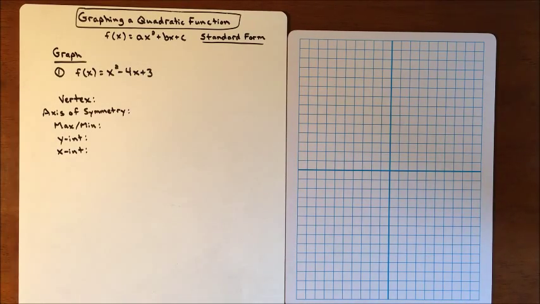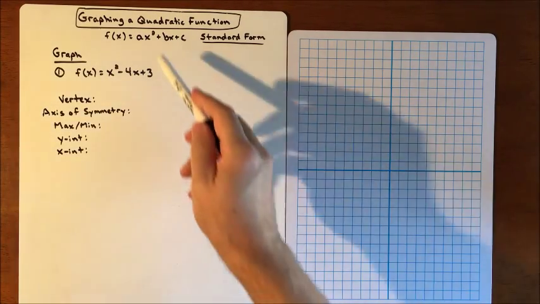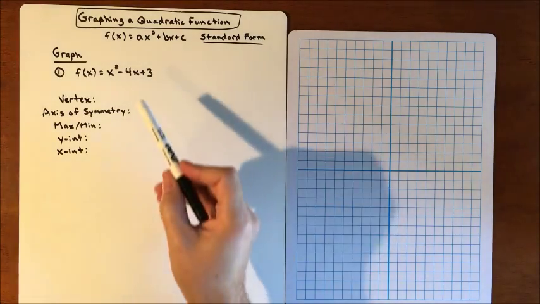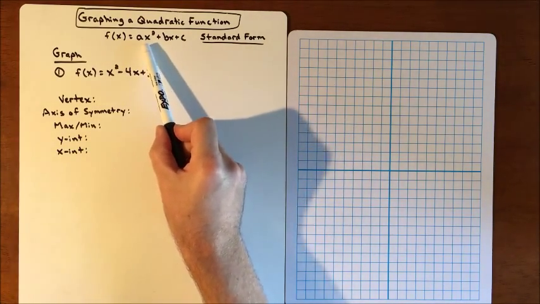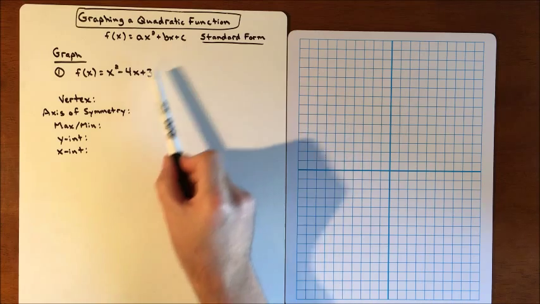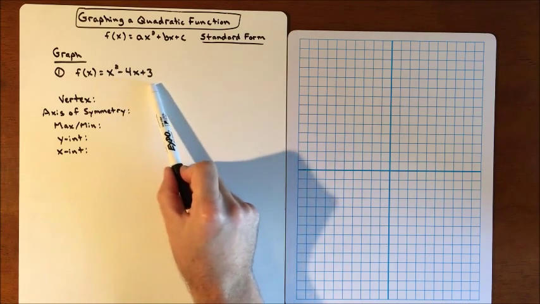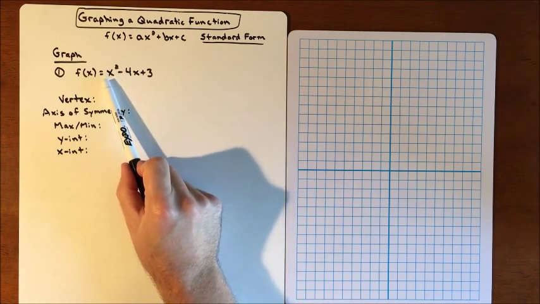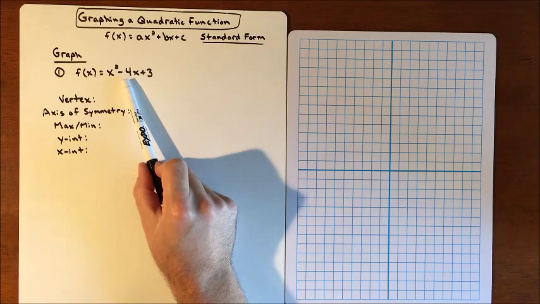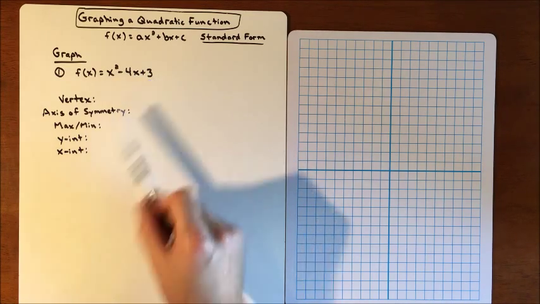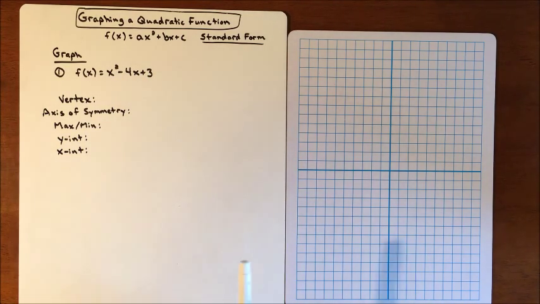In this lesson, we're going to be graphing quadratic functions, and we're going to be graphing them in standard form, where the standard form looks like ax squared plus bx plus c. So here's our quadratic in standard form. Our a value is 1, our b value is -4, and our c value is 3. So we're going to be graphing a quadratic, and we're going to be talking about these pieces of information that correspond to our graph. In order to graph, we're going to need a couple pieces of information.